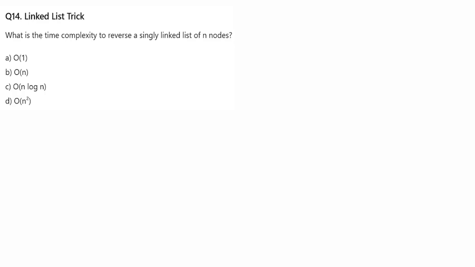Now move to the next question. What is the time complexity of reversing a singly linked list of N nodes? The correct option here is O(N), option B, because each node pointer is changed once.